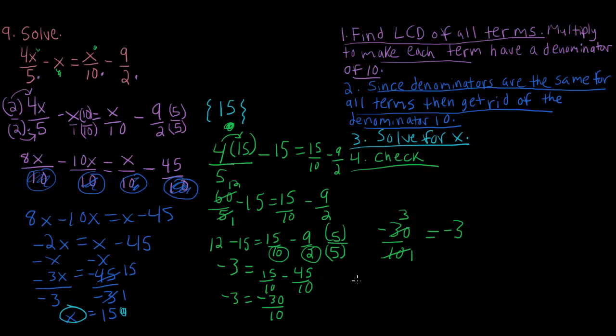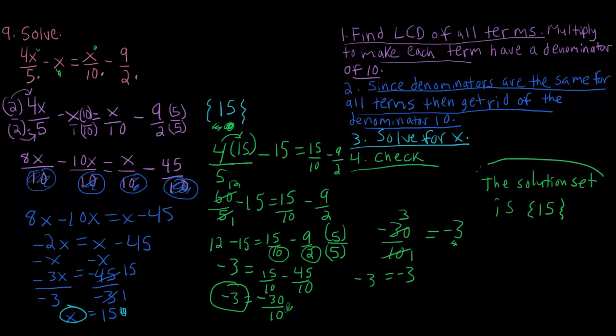So in this case, negative 3 equals negative 3. So we know our answer of 15 is right because you got negative 3 on the left side, and then you end up right here with negative 3 on the right side. So the solution set is 15 in braces and curly brackets, and that's that.